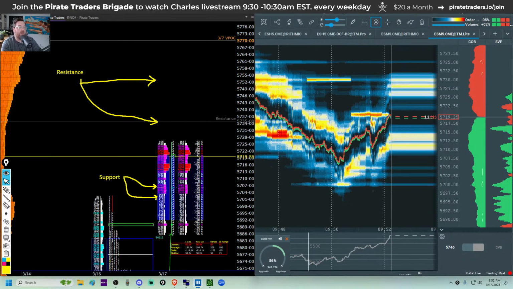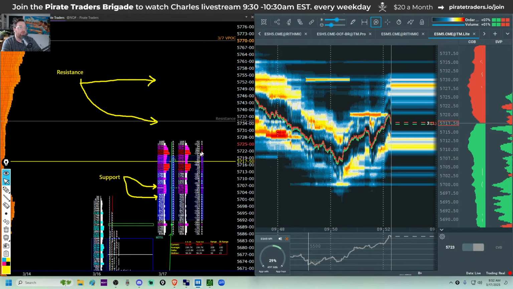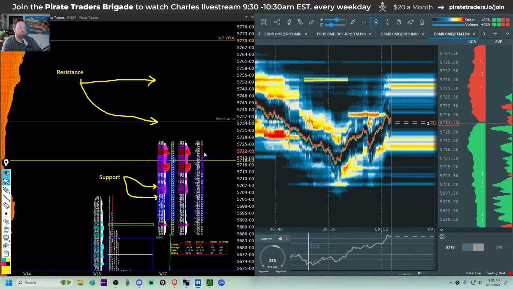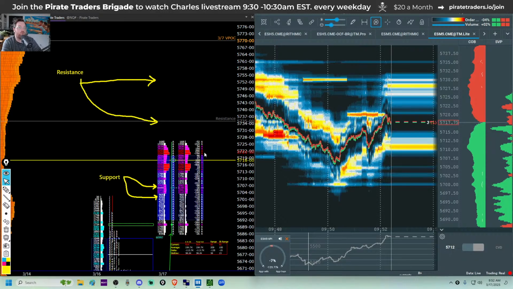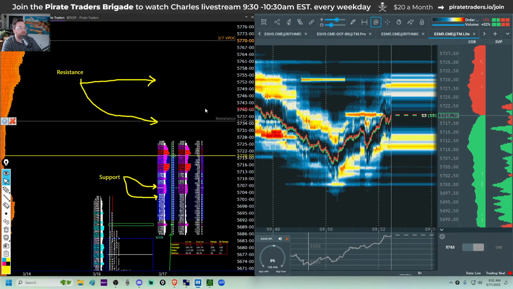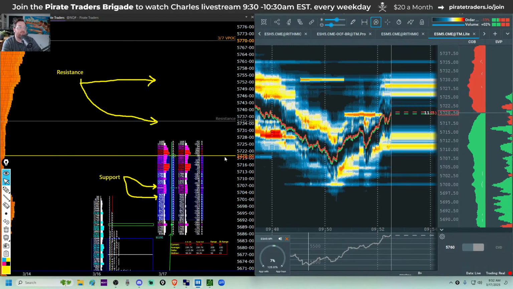Okay, so the halfback held as support. We're now pushing up into these highs, which have the good taper. So the question in my mind is, does 57.22 become resistance, or do we poke through? If we poke through, bullish for a move up to 57.35.